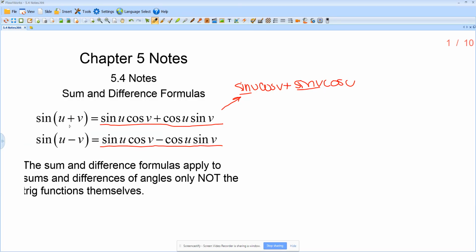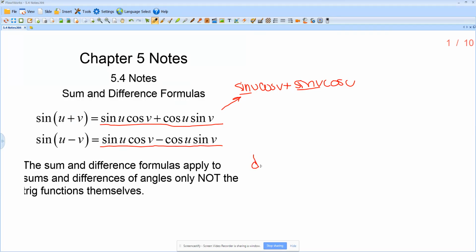When we're talking about what u and v are, u and v just represent two angles that I am adding together. And you'll see why this would be a useful formula. The sum and difference formulas apply to sums and differences of angles only, not the trig functions themselves. So that's an important thing to note.